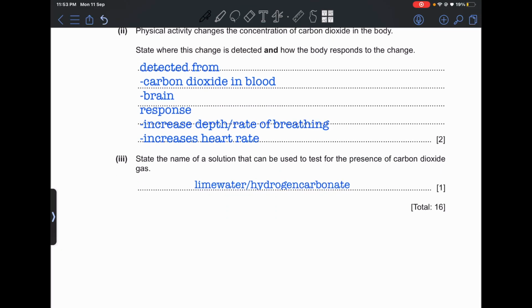Triple I, state the name of a solution that can be used to test for the presence of carbon dioxide gas. It is lime water, or you can say hydrogen carbonate.